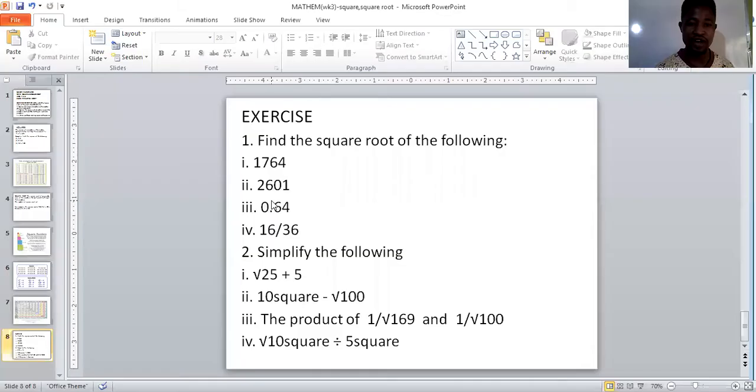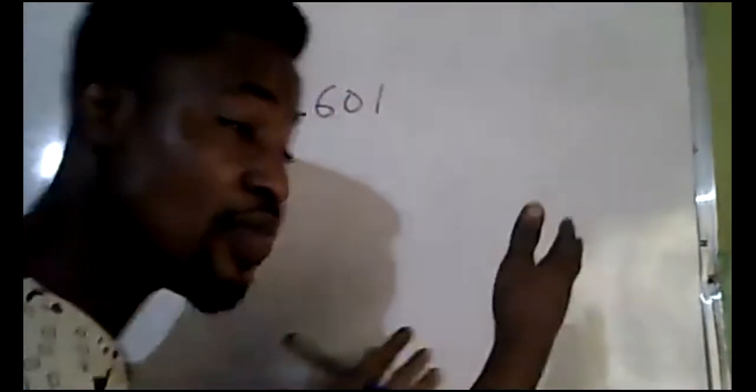So the next question says, find the square root of 2,601. Let me write down the question first. Okay, let me make my board bigger so we can solve together. Now, grab your pen and a paper. This is another big number. Maybe looking at it, you might not be able to tell what the square root is, but don't you worry. Just go through the process and we'll get the answer together.